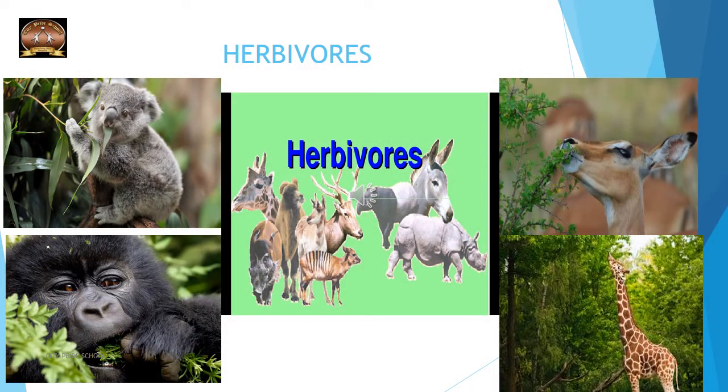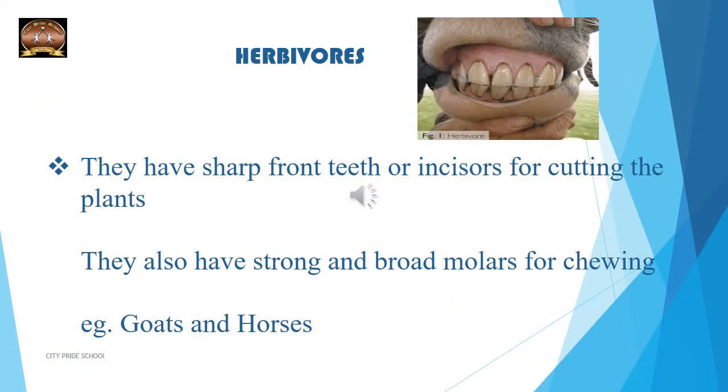In this slide you can see different pictures of animals which mainly eat plant material. So you can see a picture of a koala, deer, the giraffe and the gorilla, and you can see that they all are feeding on the leaves of different plants. So basically they are classified as herbivores. Herbivores are the animals which feed on plant material or which eat different types of plants.